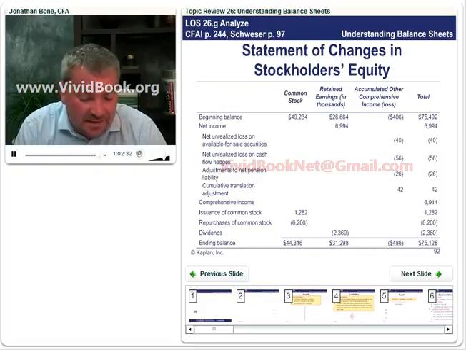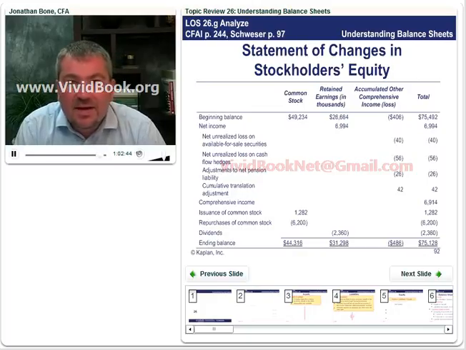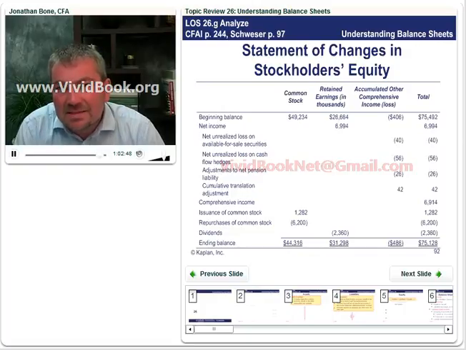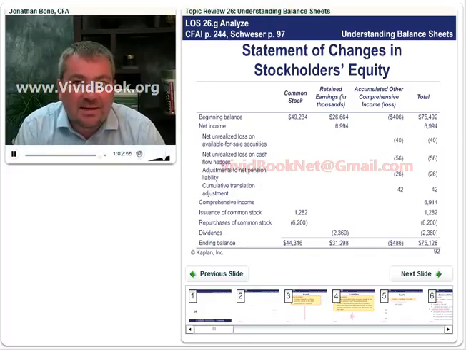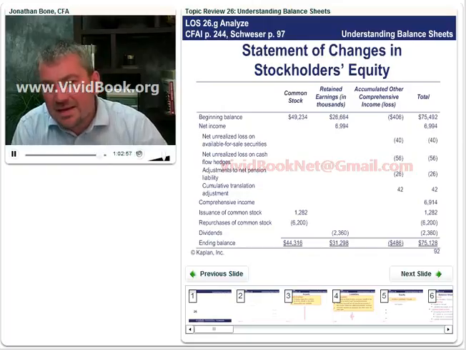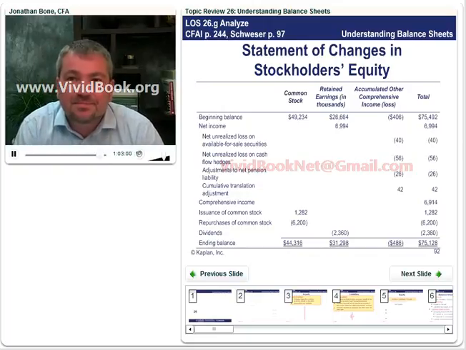So let's have a look at this particular company. Now notice you can see both issuance and repurchase of common stock. Notice the repurchase is bigger than the issuance in this particular case. We can see as well, when we look at retained earnings, that year's net income, 6,994, minus that year's dividend, 2,360. Remember, retained earnings goes up by net income and down by dividend proposed. And then you can see our comprehensive income items essentially here.